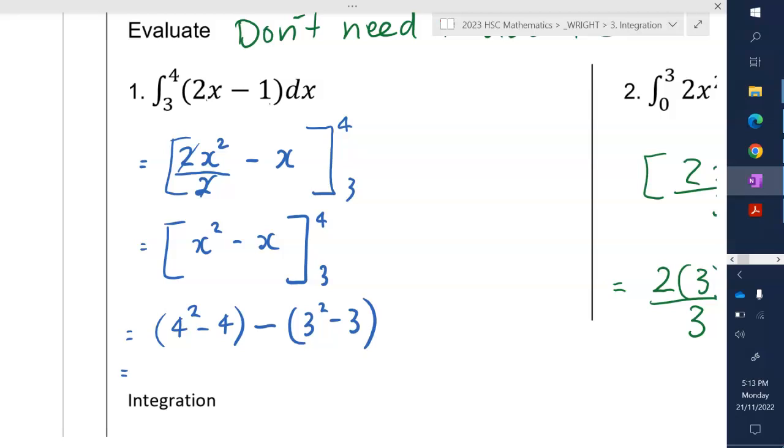I've got 16 minus 4, which is 12. Take away 9 minus 3, which is 6. My answer is 6. Okay.